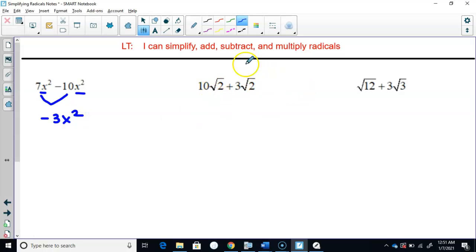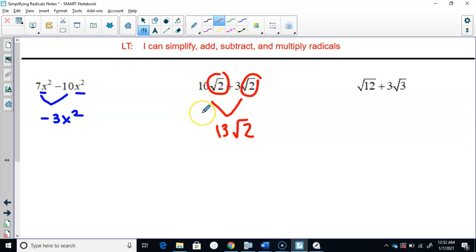The same goes for this problem here. Here I had 7x squareds. You can imagine almost, 7x squareds together and then 10x squareds together, okay? I do 7 minus 10, that's negative 3x squareds together. Now I have 10 square roots of 2. And I have 3 square roots of 2. Together, how many square roots of 2 do I have? 13 square roots of 2.